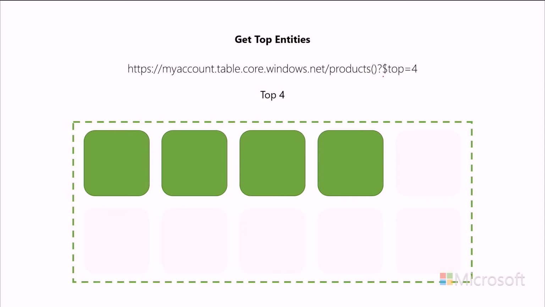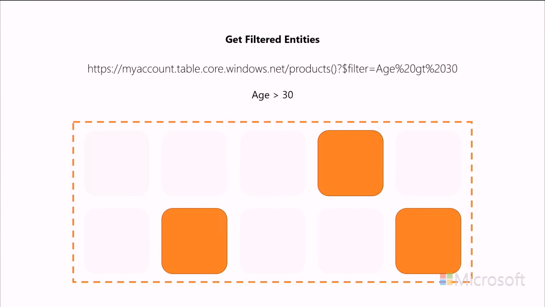So let's go back to this example where we're using the top filter, which is $top, and we're saying we want the top 4 entities, and it's going to return just that, the top 4 entities. If we want to get a little bit more complex, we can say we want only the entities where a certain property meets a condition. And the way we do that is with the filter parameter. Now, we say we want age to be greater than 30, so we'll say age greater than, or GT, 30.